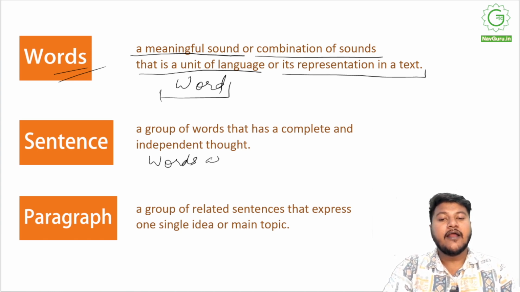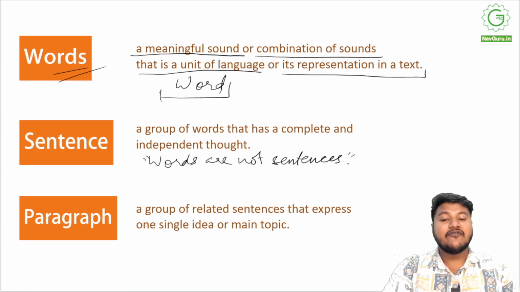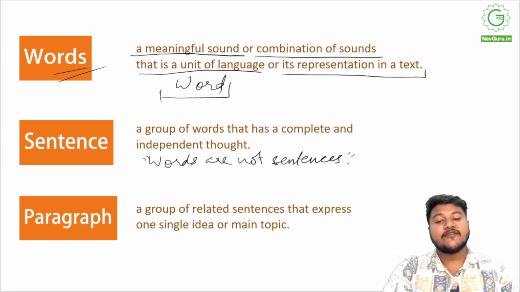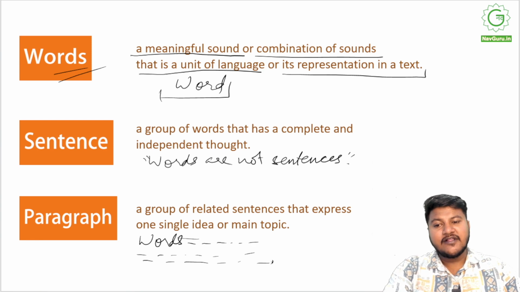Words are not sentences. They are in some cases, but usually they're not. Now, this is a sentence, right? And a paragraph is a group of related sentences that express one single idea or main topic. I started writing with words and I keep going on. It's only words, and words are all I have to take your heart away. And then I stop there. So, I've written a whole paragraph, right? So, this is the difference between words, sentence, and a paragraph.